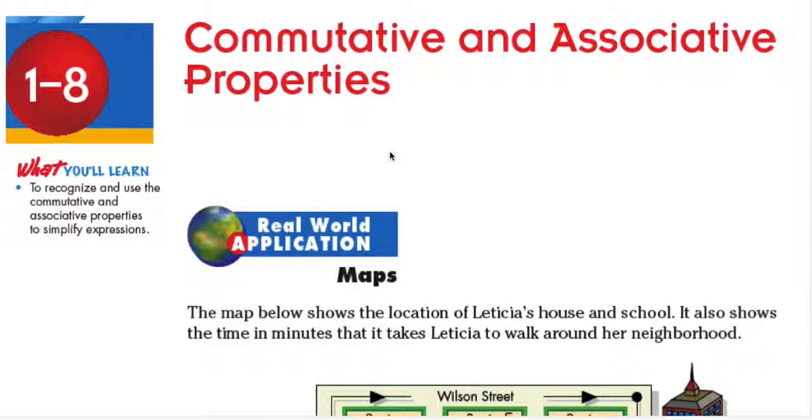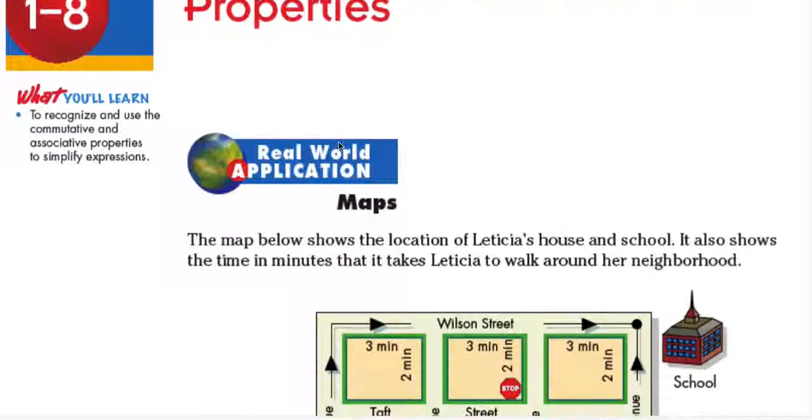Lesson 1-8, Commutative and Associative Properties. In this lesson, you'll recognize and use the commutative and associative properties to simplify expressions. Let's take a look at this real-world application.